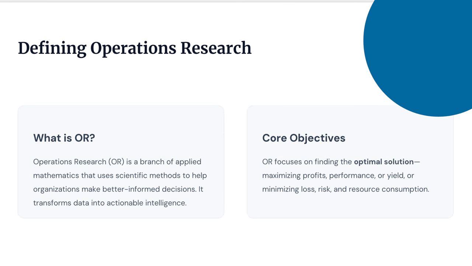So, what is the main goal of operations research? One word: optimal solution, or optimization. That means either maximizing something good like profit or efficiency, or minimizing something bad like cost, risk, or waste. Let me give you a quick example. Imagine running a business. Would you want to spend more and get less? Of course not. OR helps you find the best possible balance.